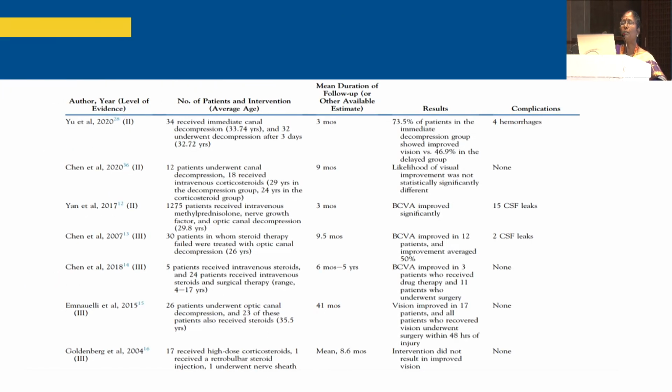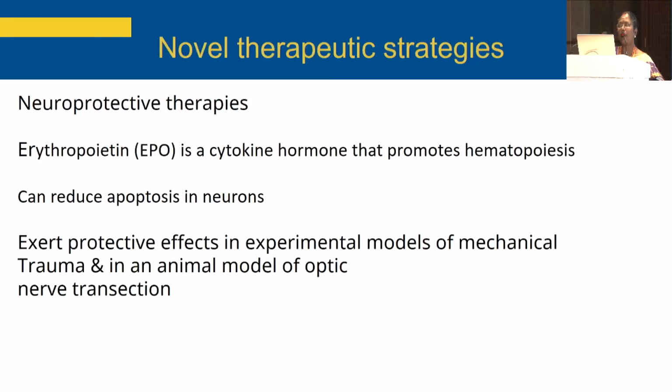So if you see in this study, which was the largest study, I think Yan et al., they had 1,275 patients who received intravenous methylprednisolone with optic nerve decompression. They found that best corrected visual acuity improved significantly, but the complications, if you see, there were 15 CSF leaks. So what was the next strategy to manage these cases?